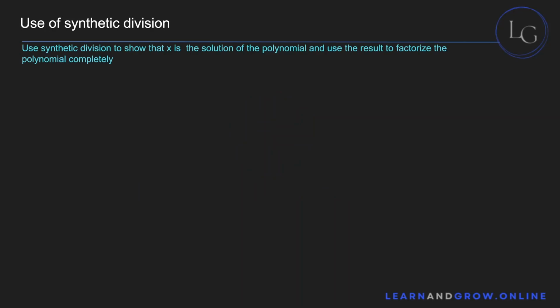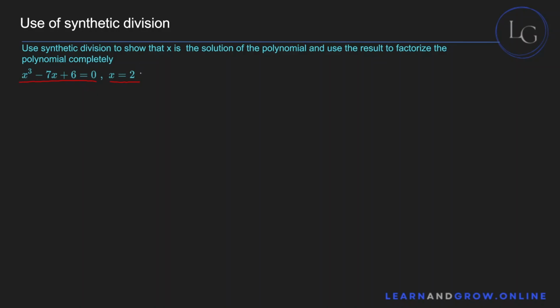Now, let's see how we can use synthetic division to factorize a polynomial and to confirm if a given value is indeed a solution to a particular polynomial. So see over here, this question is asking us to see if this x is equal to 2 is indeed a solution of this cubic equation.